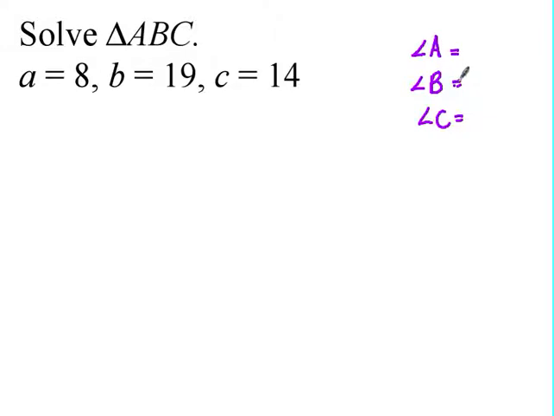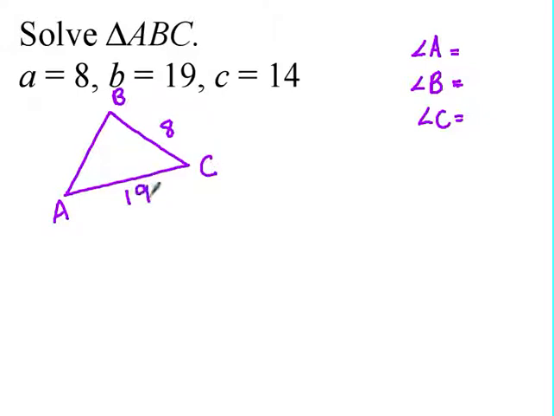What case do I know in this triangle? All the sides. So this would be the SSS case, right? So here we have A, B, C, side 8, side 19, side 14. Now whenever you have a situation like this, you always want to find your biggest angle first. I'm going to say that again. You always want to find your biggest angle first if you have a side, side, side case. The biggest angle is always opposite the biggest side.